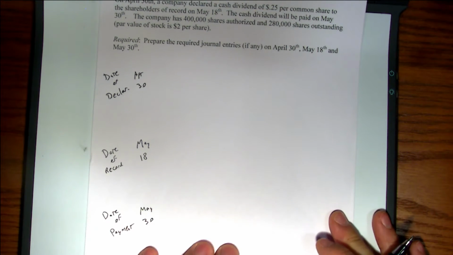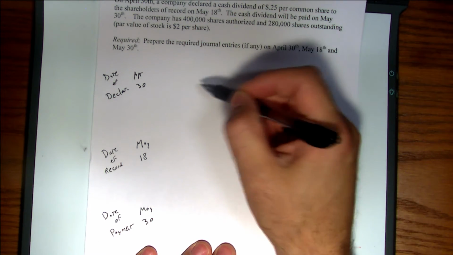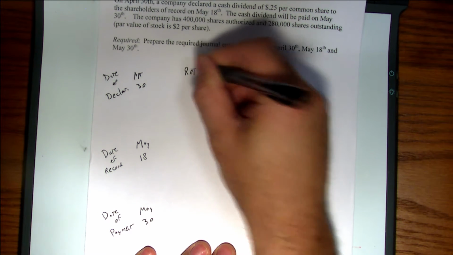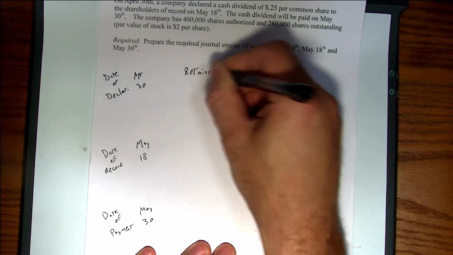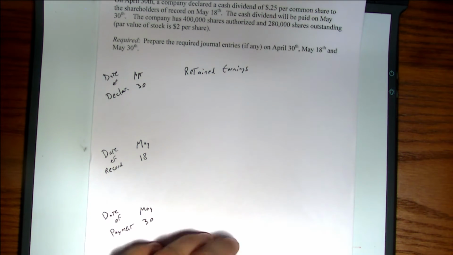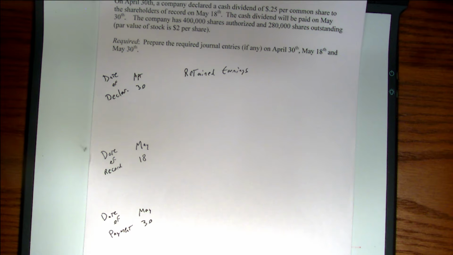Okay. Now, we know the journal entry on the date of declaration is we debit or reduce retained earnings. Have we ever talked about retained earnings? Retained earnings is a capital account with a credit balance. Thus, when we are debiting it here, that means we are reducing it, which makes sense because we're taking assets out of the company and giving them to the owners. Okay? So back to the worksheet.